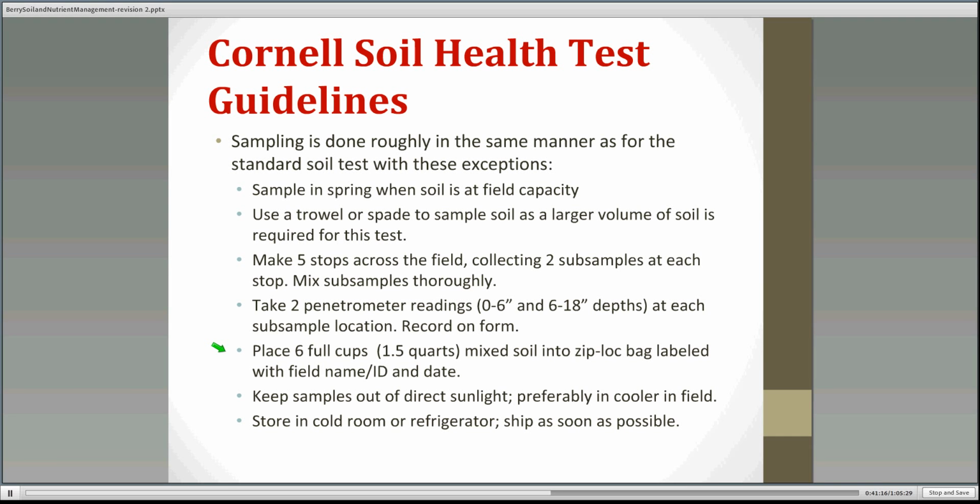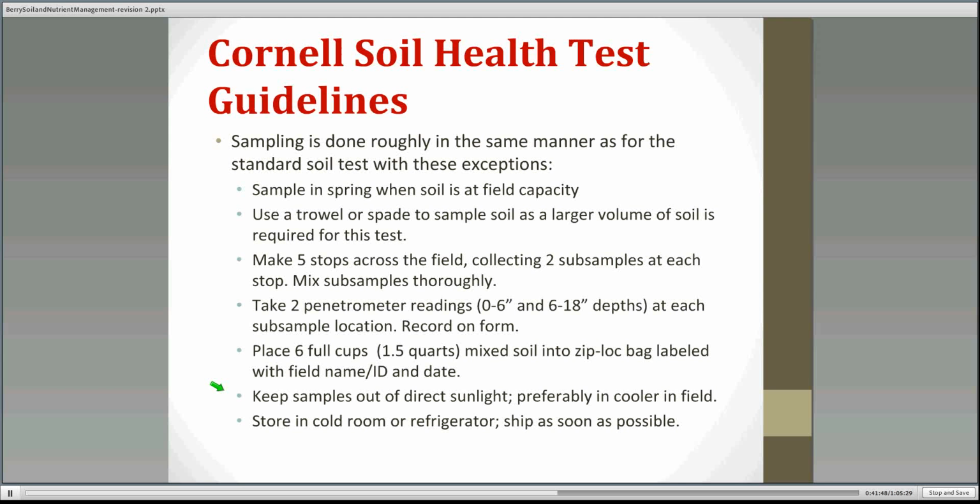Now, next, you want to make sure to keep that sample out of direct sunlight, putting it immediately into a cooler. And then if you cannot get this shipped right away, you want to put it in a cold room or a refrigerator the entire time that you're shipping. So I will bring a cold pack in my cooler, put that soil sample in there, and not let it warm up. The reason being that you don't want any degradation of organic matter to happen.